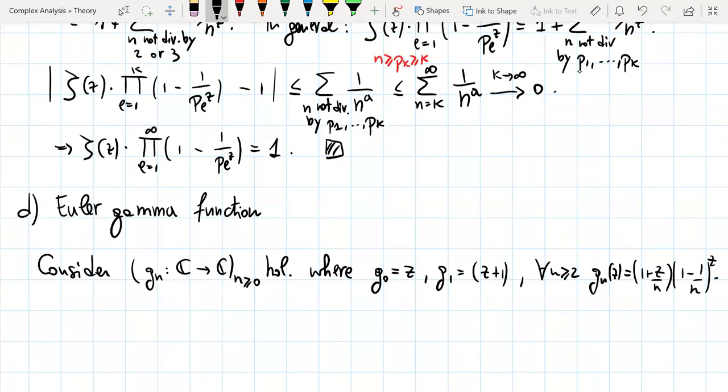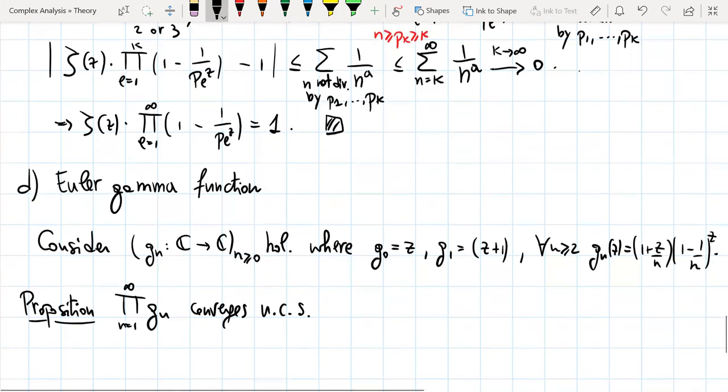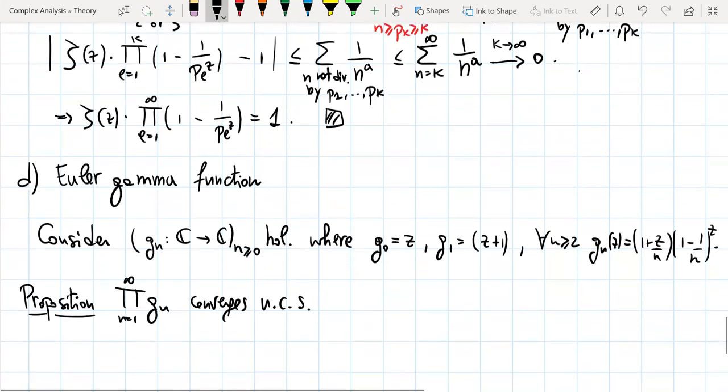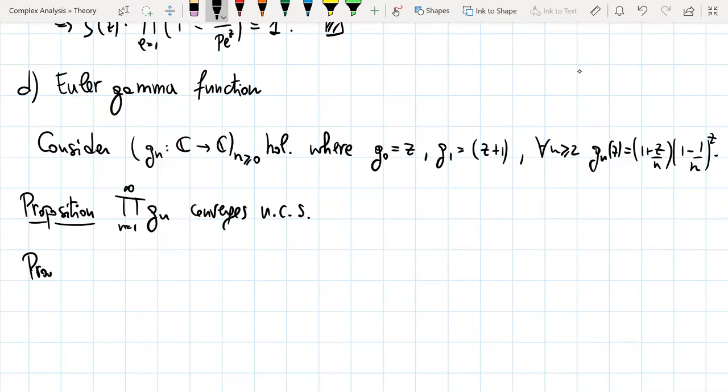So now what I want to show is that the infinite product converges. So proposition: this infinite product converges uniformly on compact sets. And here we will see that for the proof, the lemma is not enough. So we have to use a similar idea, but we have to refine it a bit.